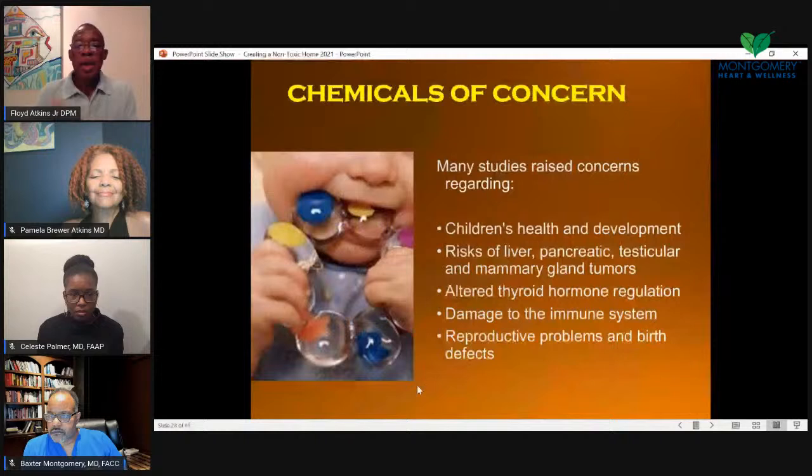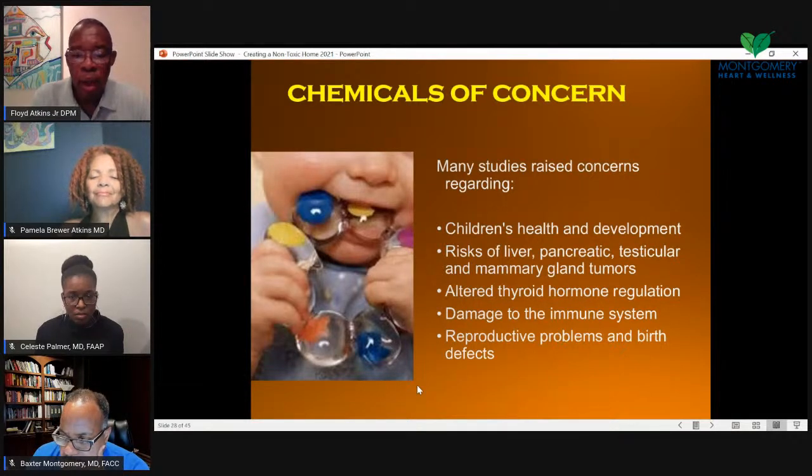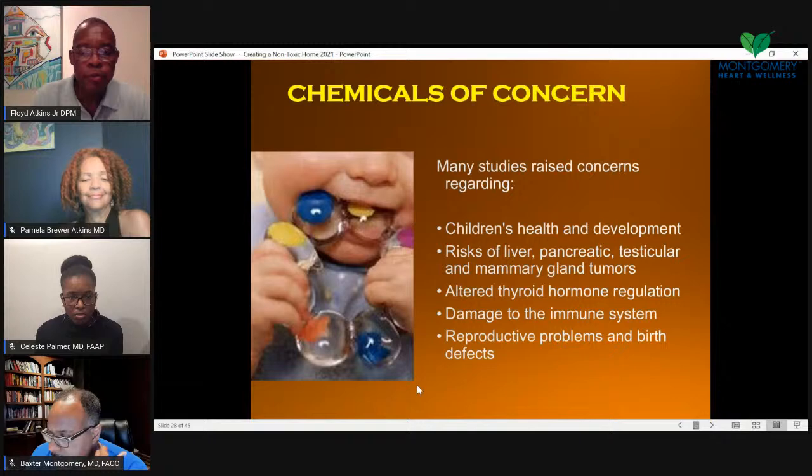They're found everywhere. Even when it comes to our children and baby pacifier, this is a pacifier, seems so innocent, but the fact that it's soft and chewable is loaded with phthalate. And phthalate is, again, a hormone disruptor. And so we're starting off our kids at a young age. We're damaging their immune system. We're setting up for a hormonal dysregulation and risk for liver, pancreatic, testicular, mammary tumors just from chewing on phthalates or ingesting them into our bodies.